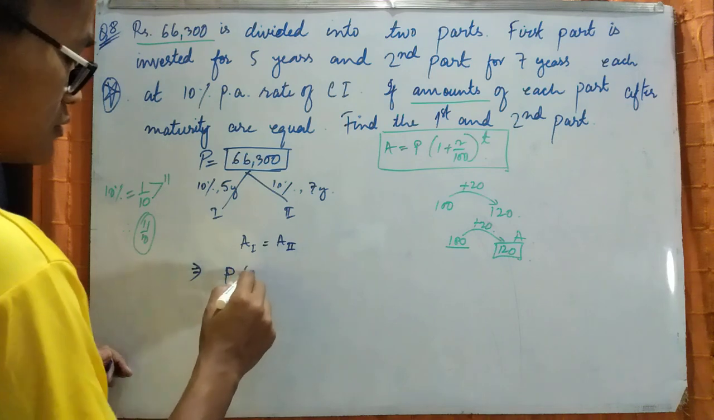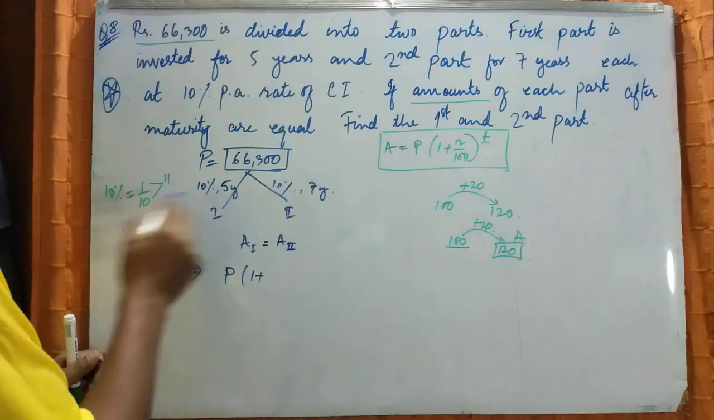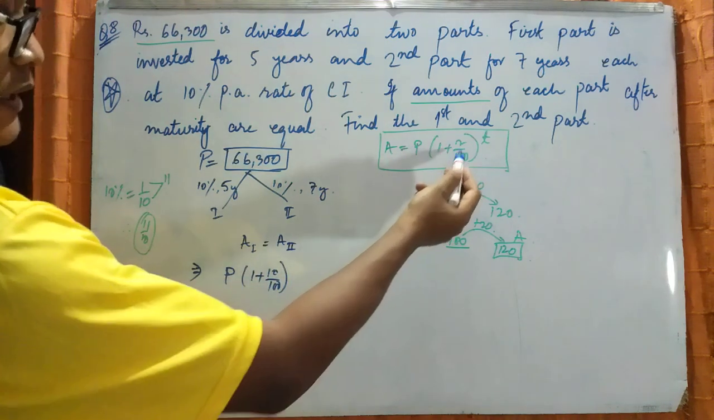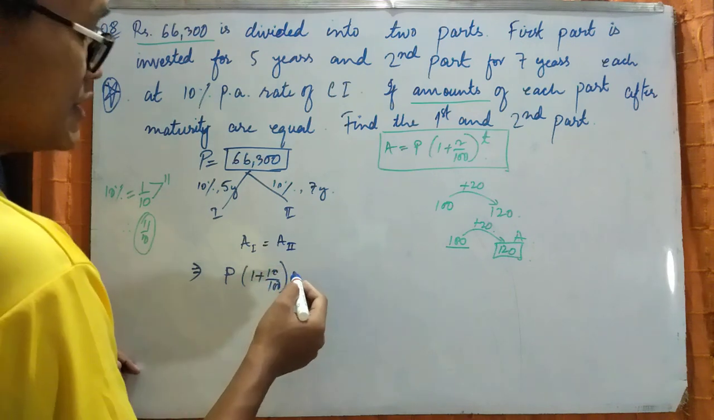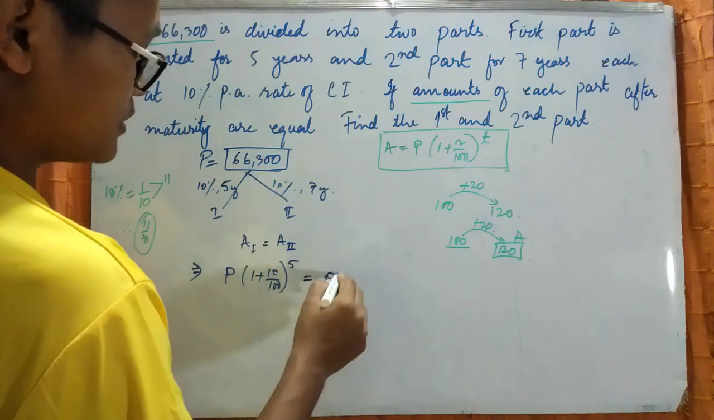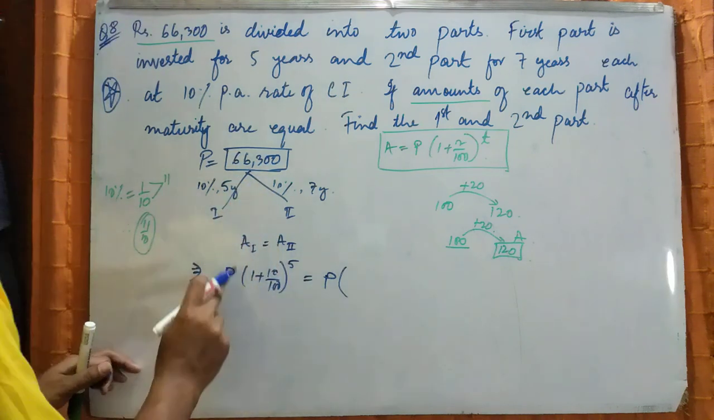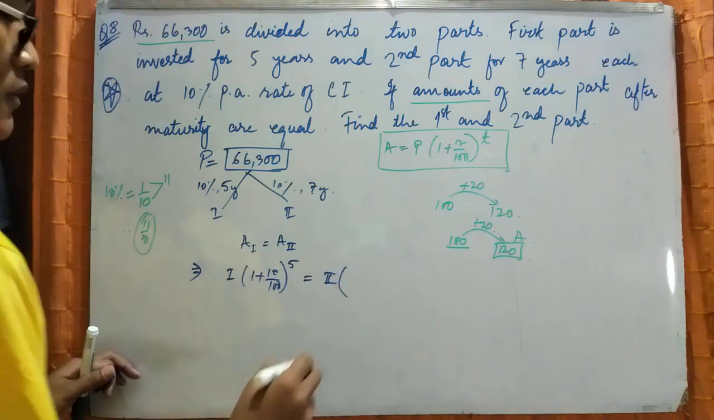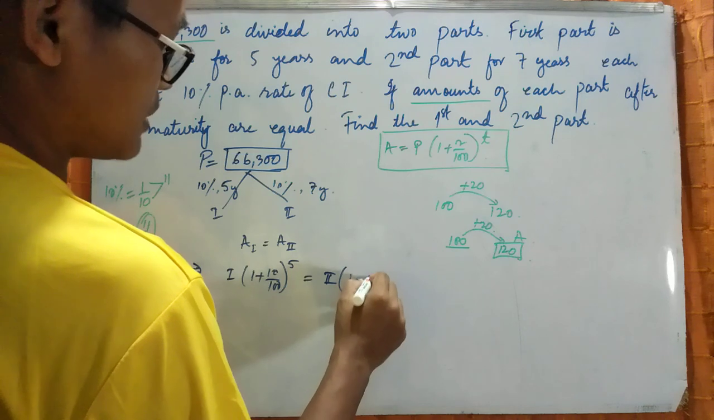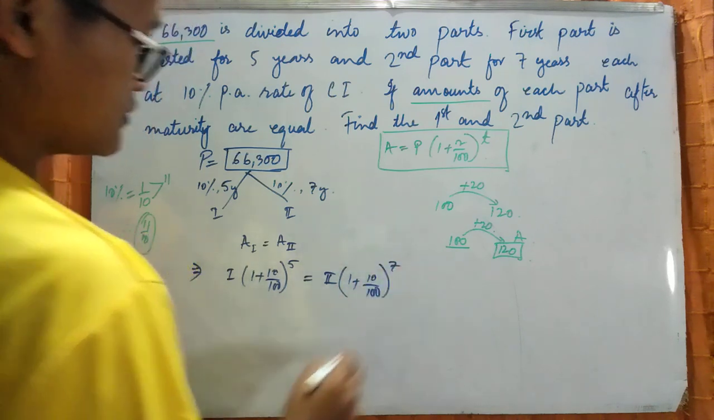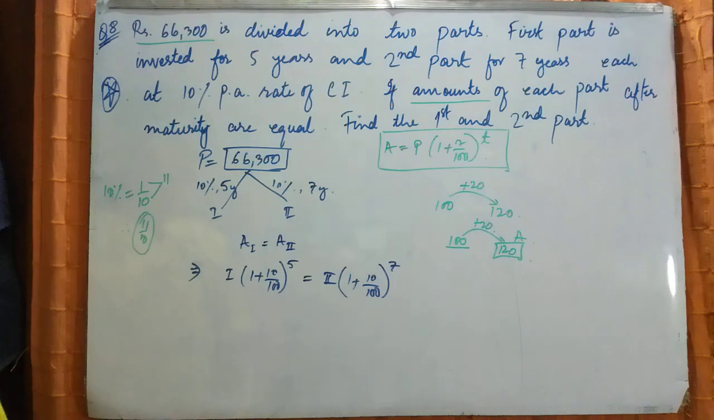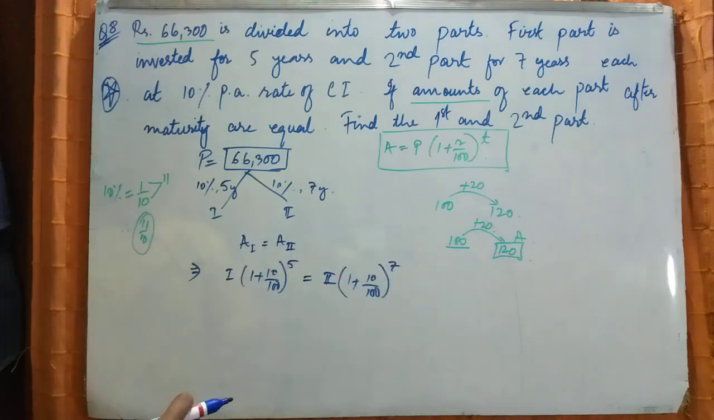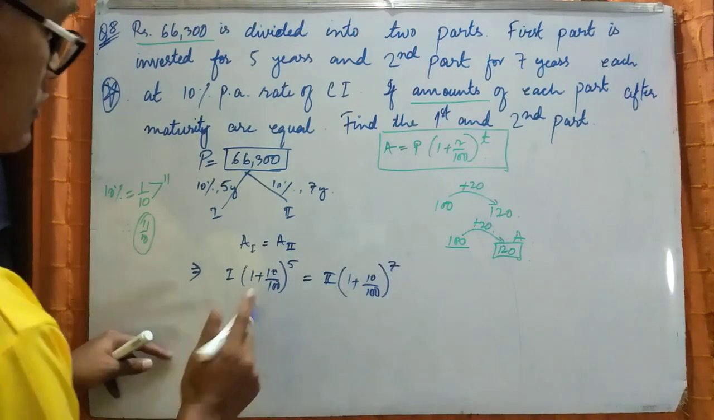The formula: principal times 1 plus rate, 10% means 10 by 100, so formula is 1 plus r by 100 to the power t. Principal to 1, plus 10 by 100, to the power 7, and on the other side to the power 5.